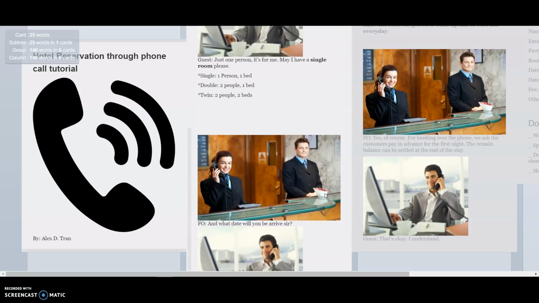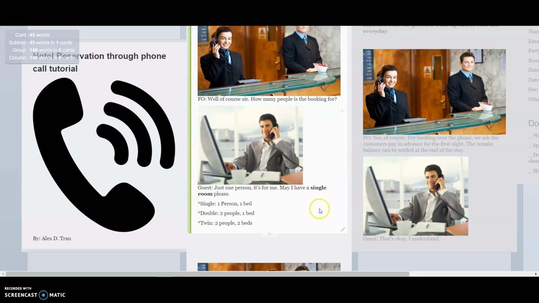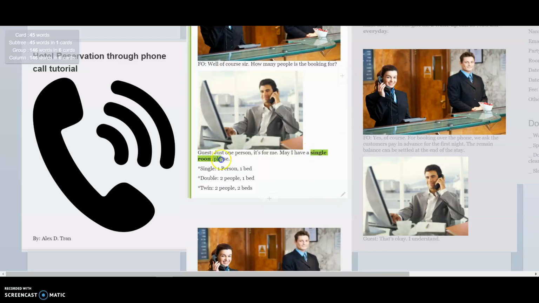Now, before moving on, let's take a step back and look at the information we're looking for here. First, the keyword is single room. What does this mean? In a hotel, we have several different types of room. For example, we have single, double, or twin. A single room means one person in a room and only one bed is required. A double room means two people sharing a room, and they also share the bed. A twin means two people who need two separate beds.